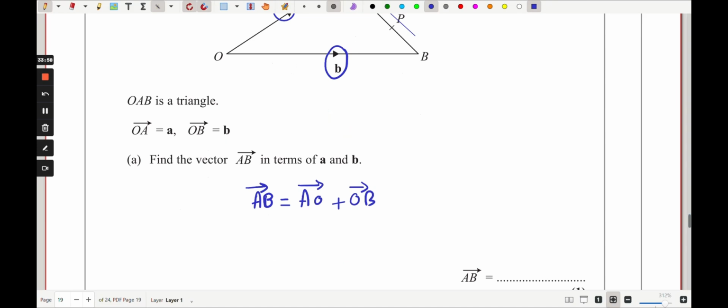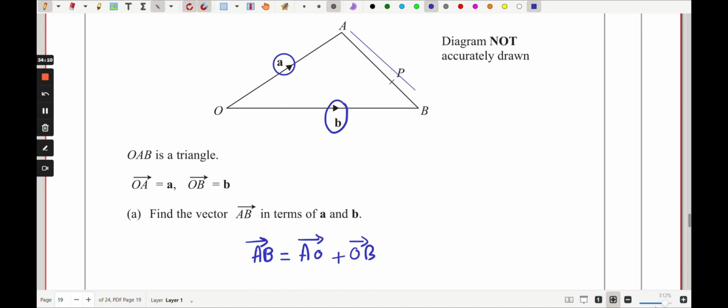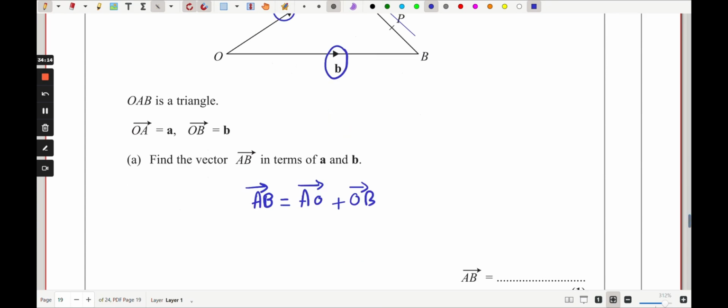And here, vector AB equals, now AO, this is the direction of vector a, so going from A to O it will be opposite, so minus a. So here we have minus a plus vector OB, same direction, so we'll have b. So our answer is minus a plus b.